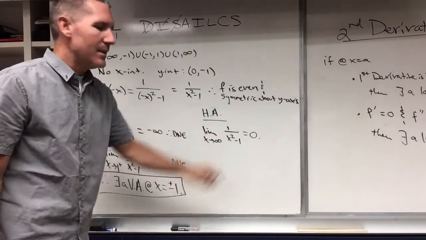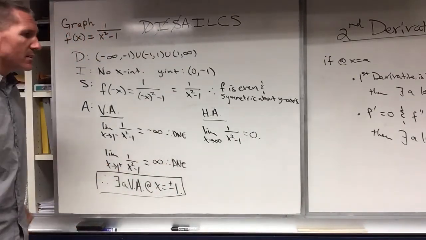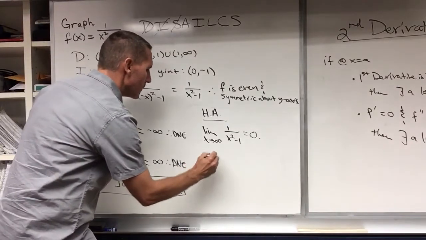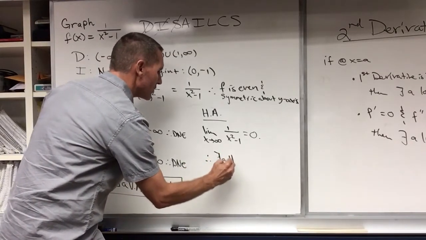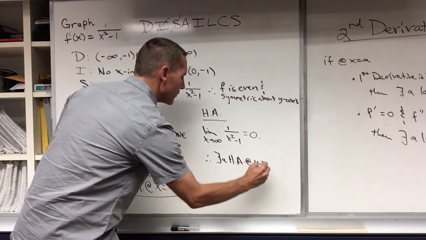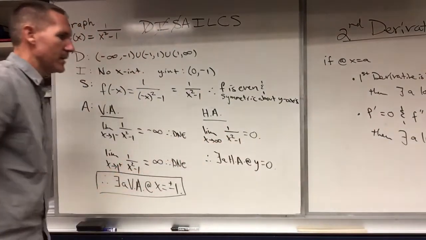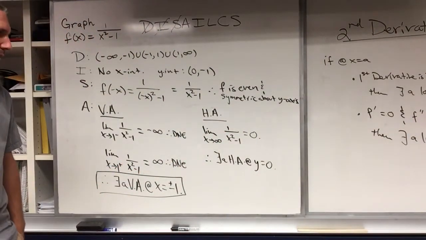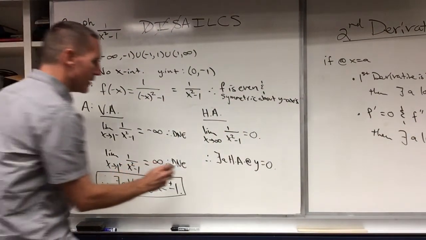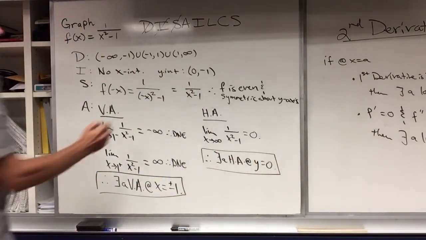Again, the limit statement is not enough. I need to say what that means. So I'm going to say, therefore, there exists a horizontal asymptote at y equals 0. And because it's at y equals 0 on that side, it's also going to be for negative infinity as well. So there's only one horizontal asymptote.